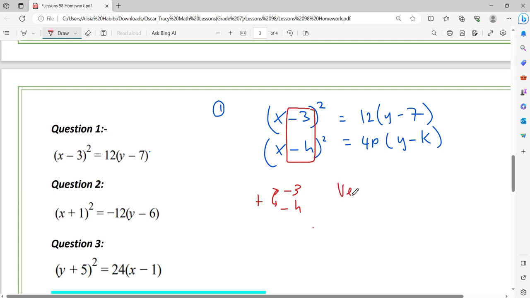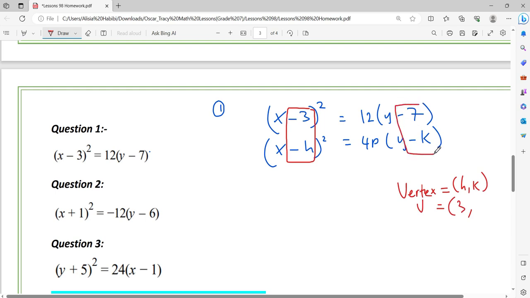To find the vertex, let's write that first. The vertex formula is h comma k. So the vertex is equal to h comma k. If you look over here, you can see minus 3 and minus h is positive, so that means h is 3. And then your k is around here. Combine these two together, including the sign. So minus 7 minus k, that's positive 7. So you just got the vertex. That's how you find the vertex.